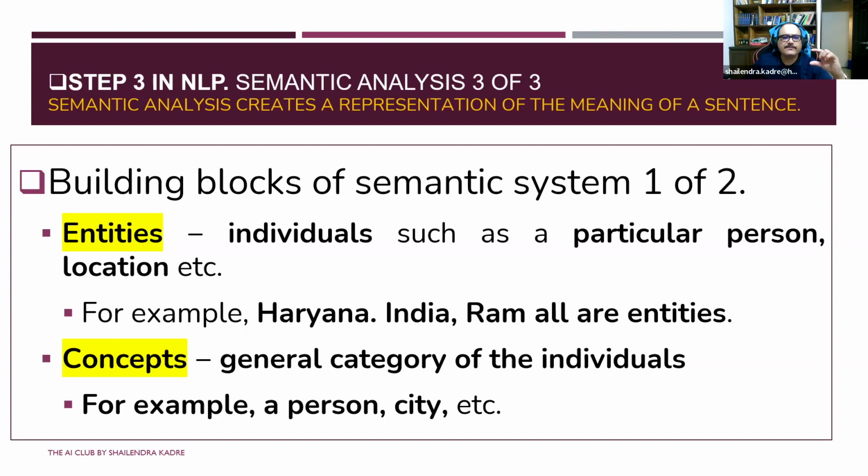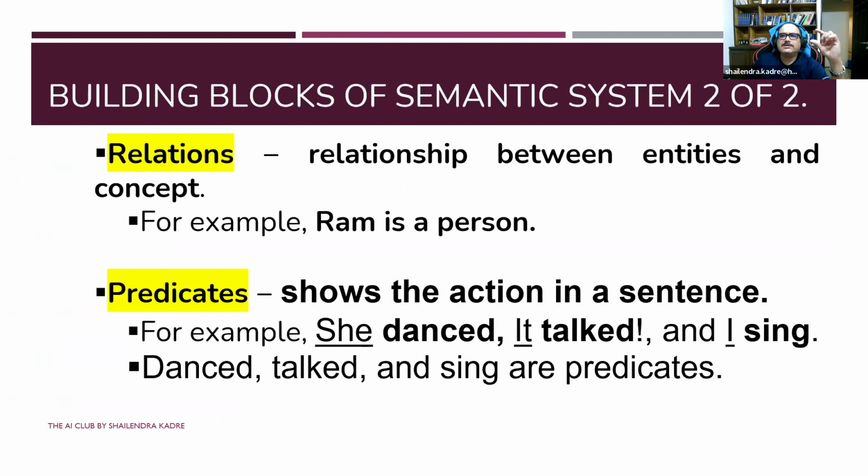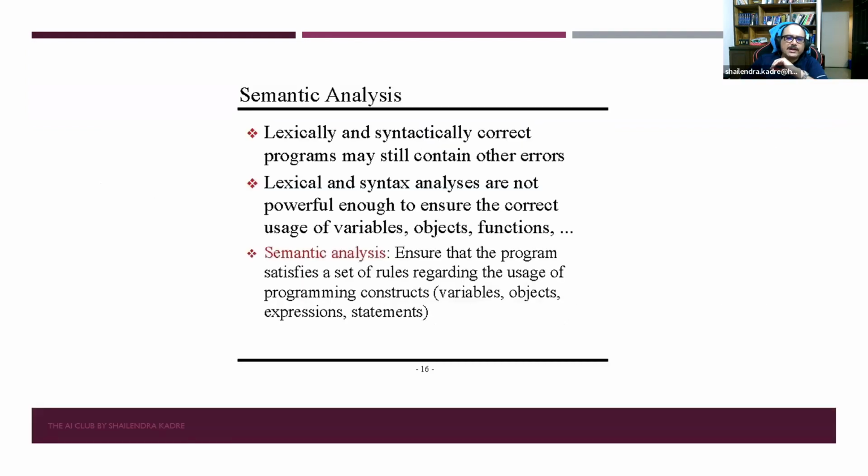Concepts are categories. Then we have relationships. Relationship is very clear: a relationship between two entities, or an entity and a concept. Predicates. Predicate means a simple action. She danced, he talked, I sing. So in this, dance, talk, and sing are predicates. And mind it, I have not given the proper syntactic analysis or NLP definition. I have given a simple English definition here so that you understand.